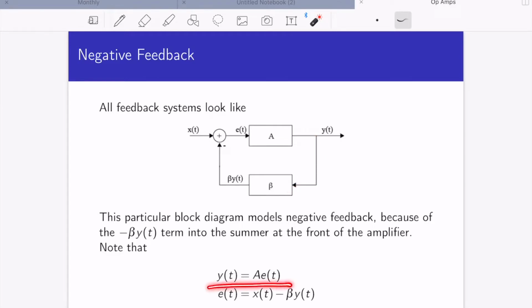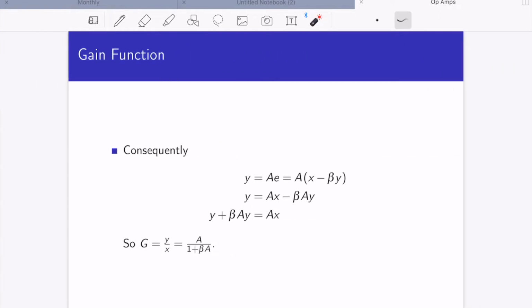We can write Y of t as a function of E of t, right? So Y of t will be A times E of t. And then E of t is defined to be X of t minus beta Y of t. If we put these two together, we can evaluate the circuit and we end up with Y is equal to AE, and then plug in for E, so you'll have X minus beta Y, and then multiply through by the A, move the beta AY to the left side, and we get Y plus beta AY is equal to A times X, and then we can solve for Y over X, which we define to be G, and that will be A over 1 plus beta A. And so that will be the gain.